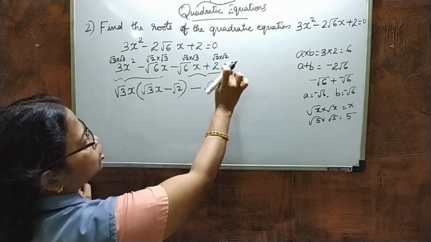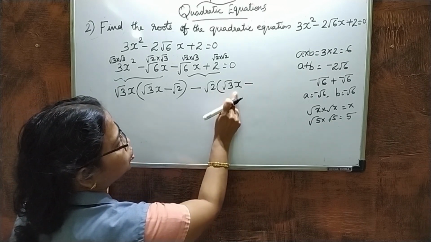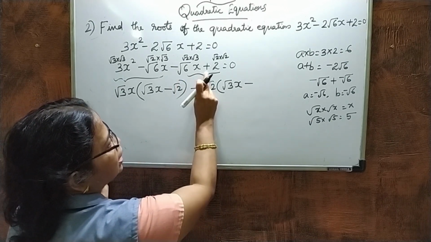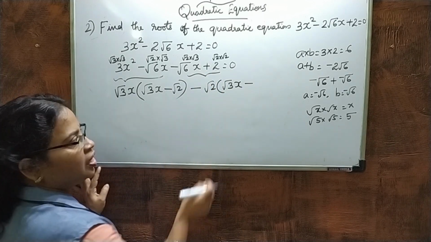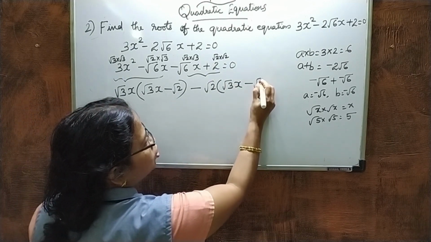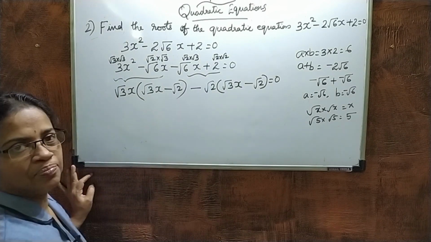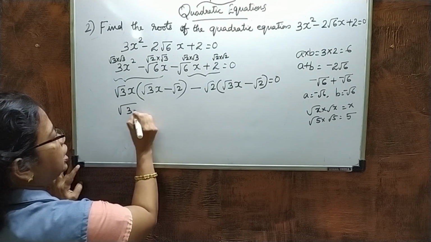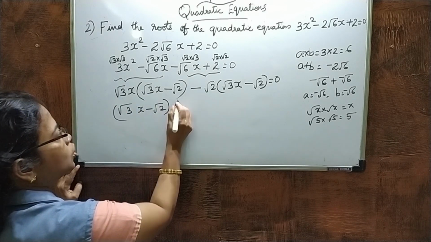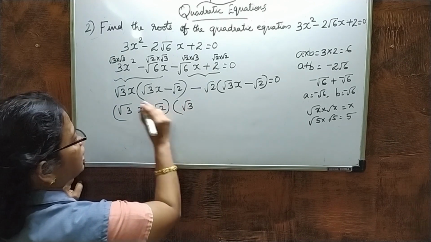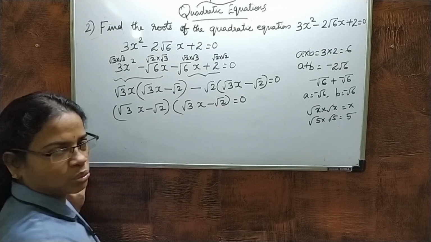Then here just look, minus or plus. If you put minus, just find root 2 into root 3x, you will get minus root 6x. Again it is plus there, so minus into minus, plus you will get. Now root 2 taking outside means only one more root 2 is there, equal to 0. Now the same thing in the bracket. So root 3x minus root 2 into balance is root 3x minus root 2 equal to 0.